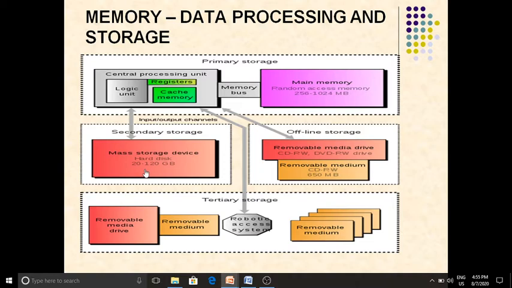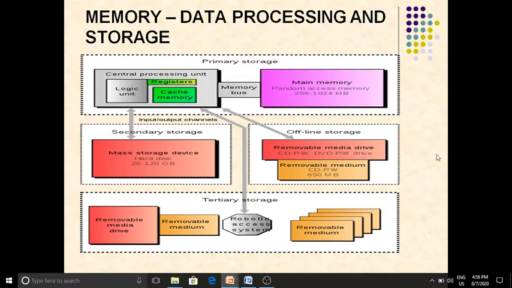This is 20 to 120 GB. Then you have offline storage, removable media drives, CD read write, DVD read write drive, removable media CD read write 650 MB. Then you have tertiary storage, removable media drive, removable medium, robotics access system, that is tertiary storage. So this is about data processing and storage memory. Students, this picture is showing you the processing of data and storage of data, that is memory.